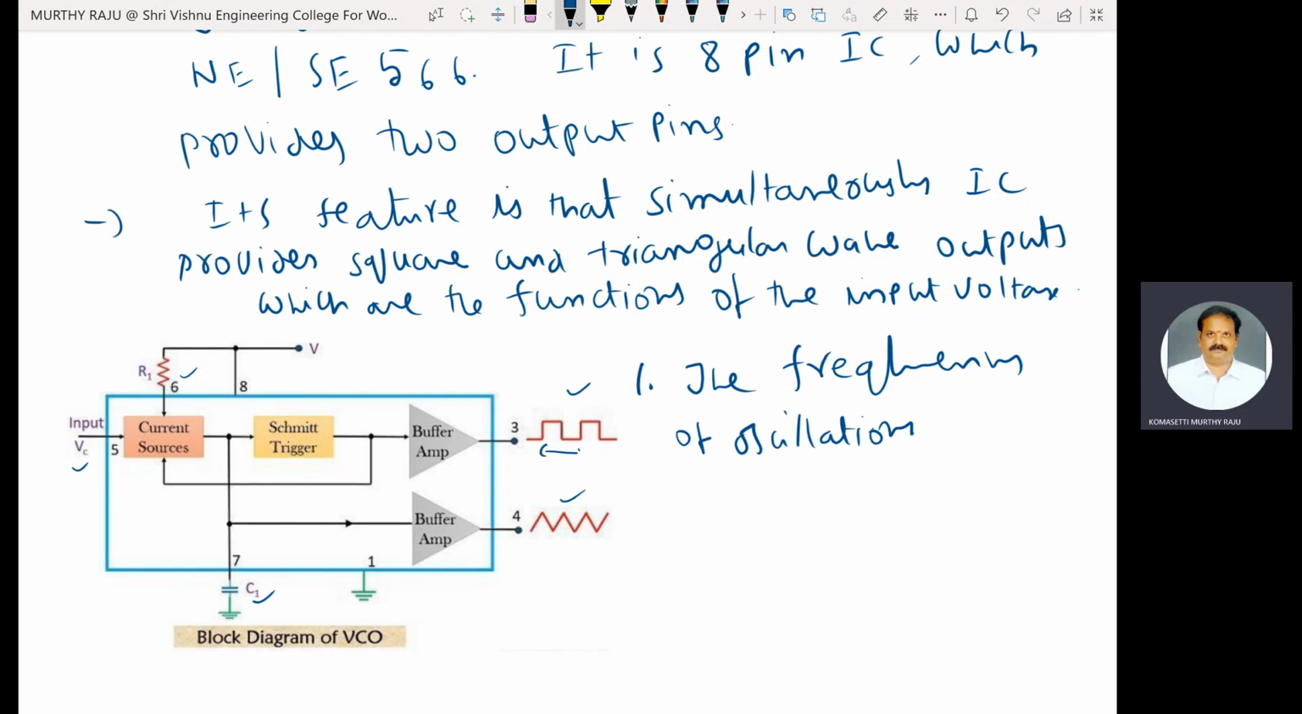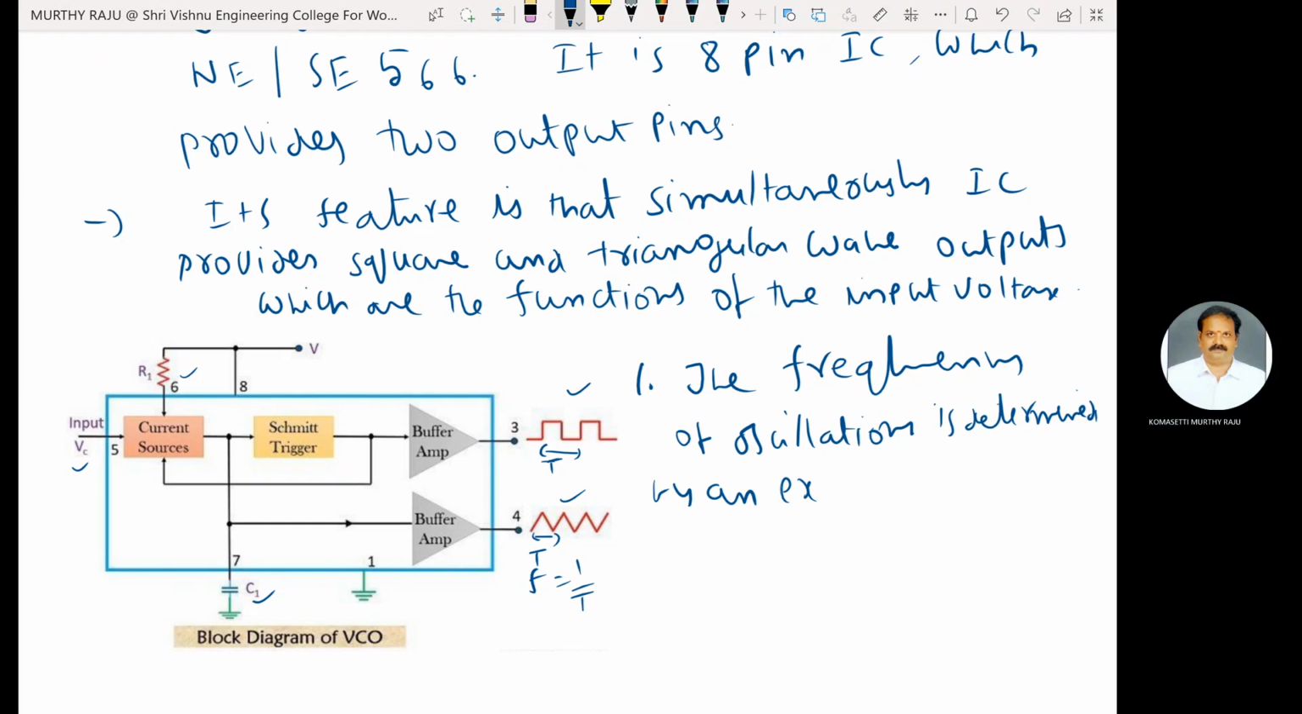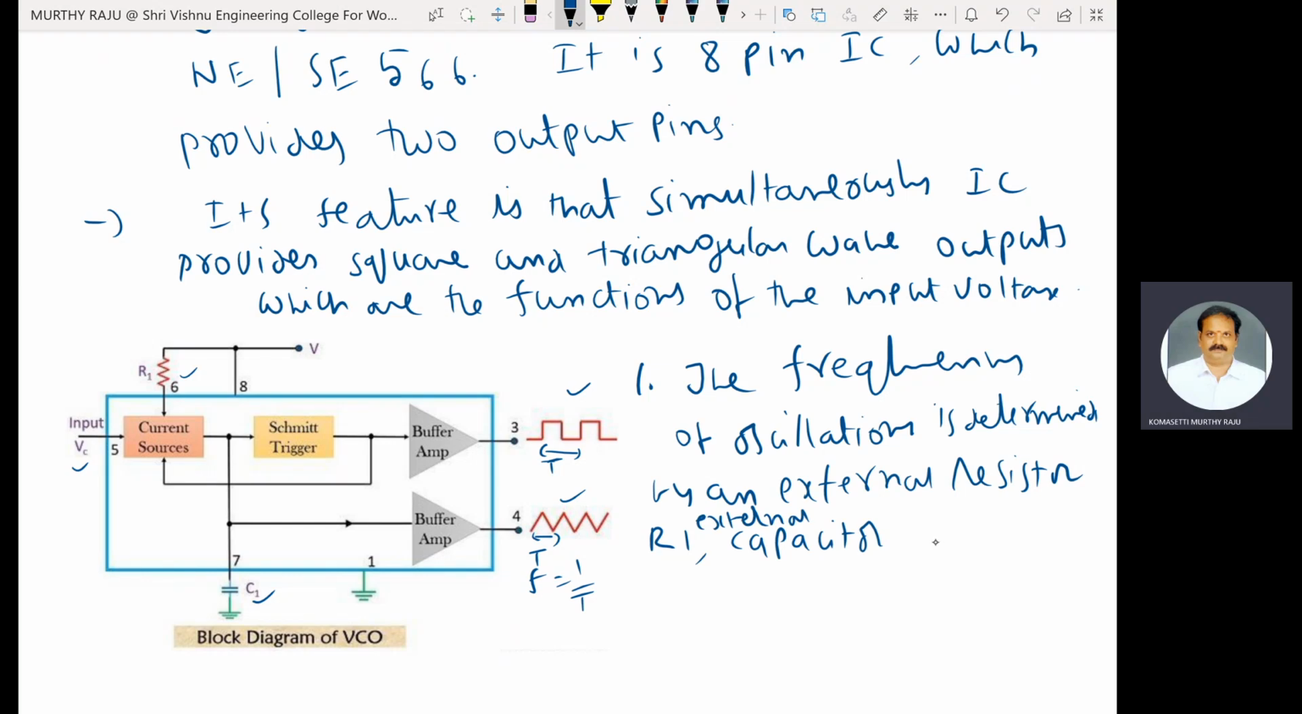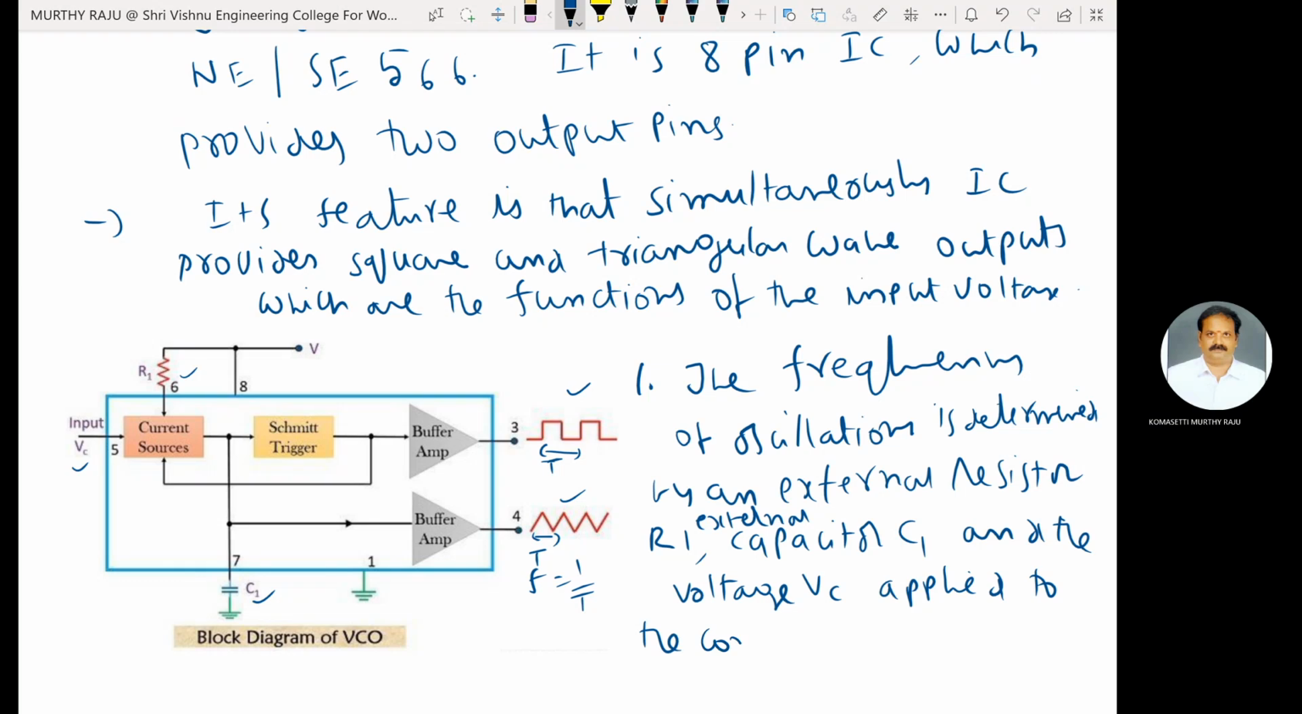Frequency means we have some time period, so F is equal to 1 by T. The frequency of oscillation is determined by an external resistor R1, an external capacitor C1, and the voltage Vc applied to the control terminal.